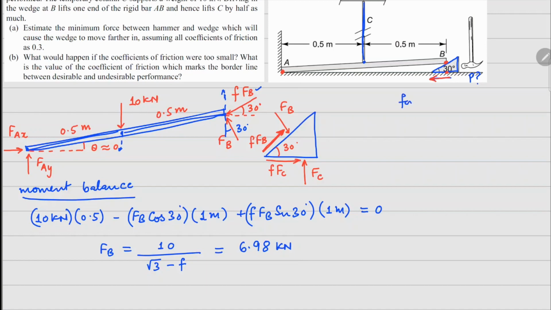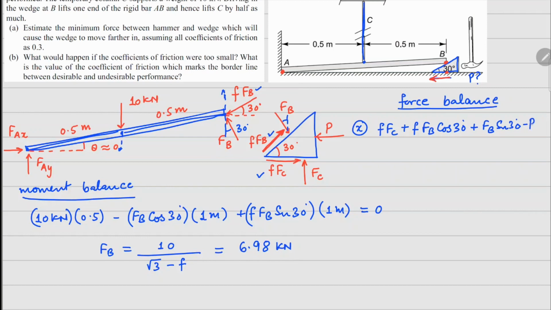Similarly, when I do the force balance for the wedge here, there is one force missing on this FBD, which is the force P that's coming from the hammer. So for the X force balance, we'll have f times FC, which is this force, plus f times FB cos 30, the X component of this, and FB sin 30, which is again for this force, there will be a horizontal component, minus P equals 0.